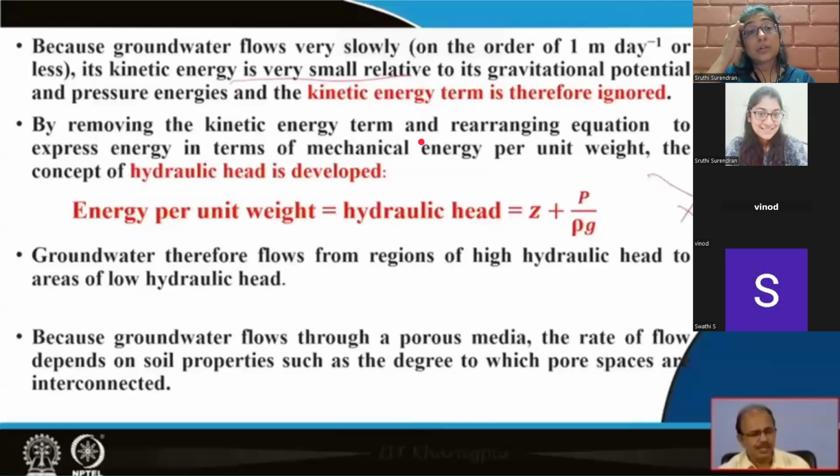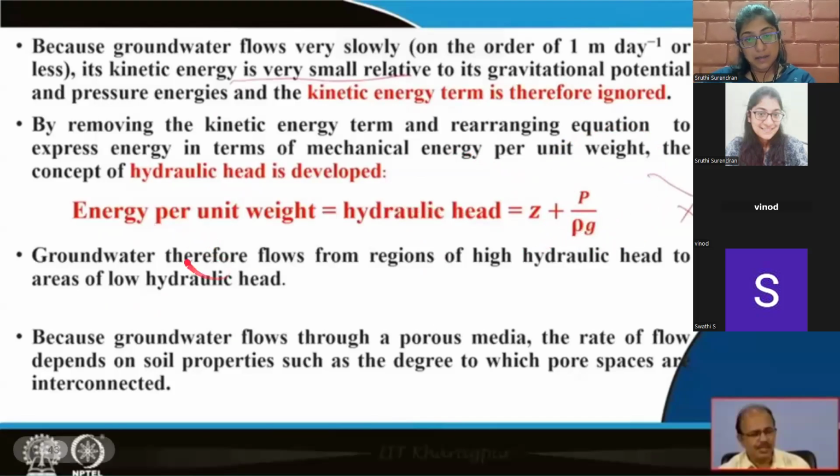So we just now talked about the total energy possessed by water or energy per unit weight by water. And we saw that it is a sum of three forms of energy. One kinetic energy, another is the pressure energy, another one is the elevation energy. Now this pressure energy and elevation energy, which is a function of the position of the water, is together called as the hydraulic head.